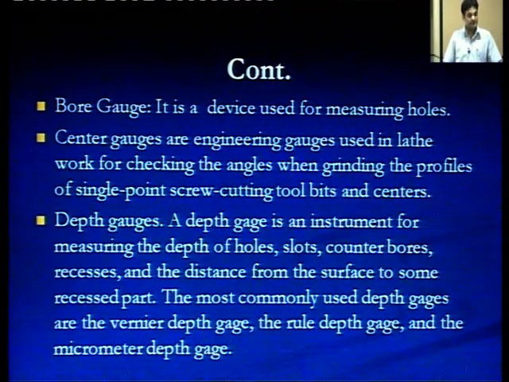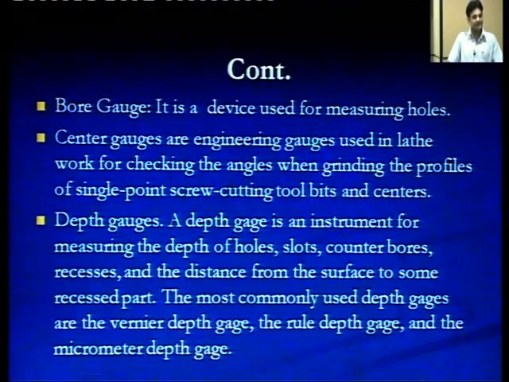Next comes the depth gauge. The depth gauge is an instrument for measuring the depth of holes, that is, how deep is the hole, how deep is the slot or recess. We can check this with the help of the depth gauge. The most commonly used depth gauges are the vernier depth gauge, the rule depth gauge and the micrometer depth gauge.